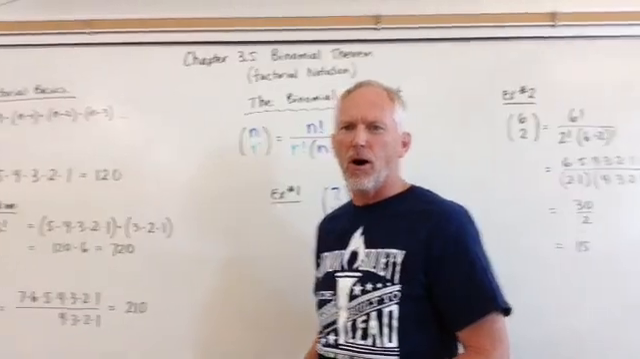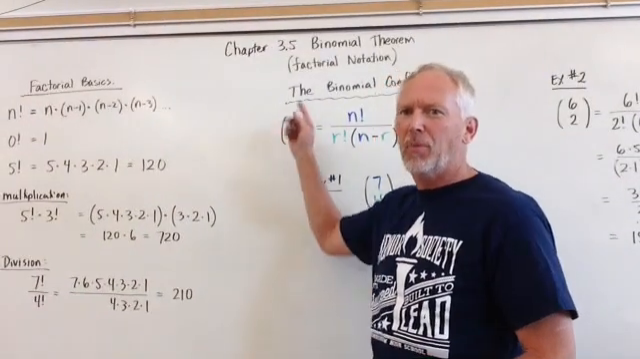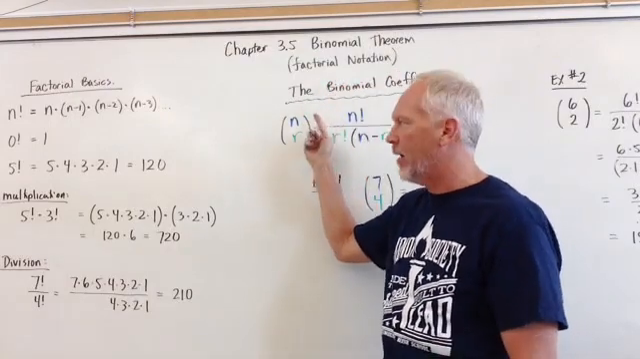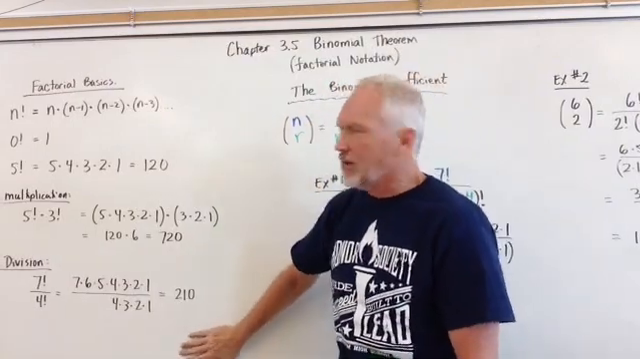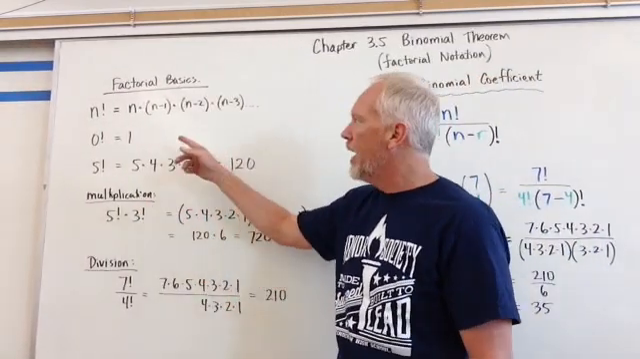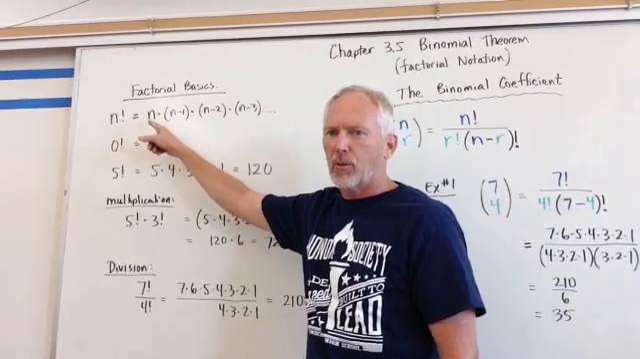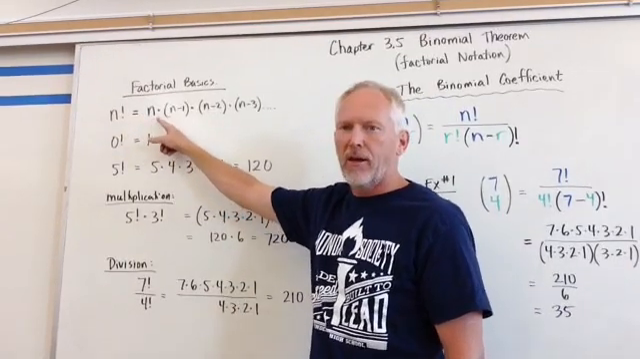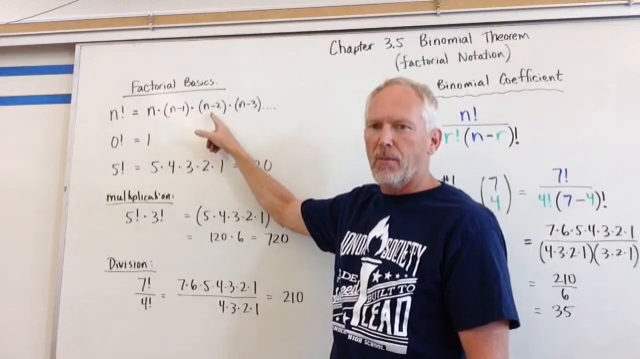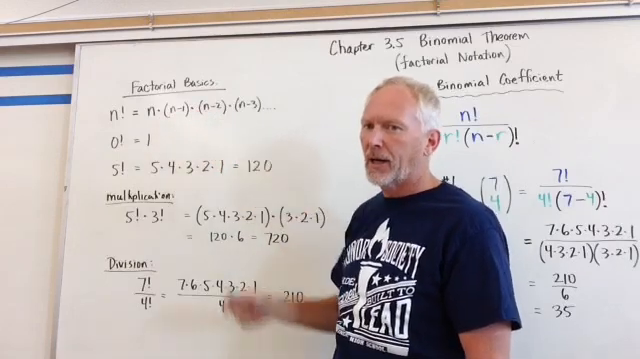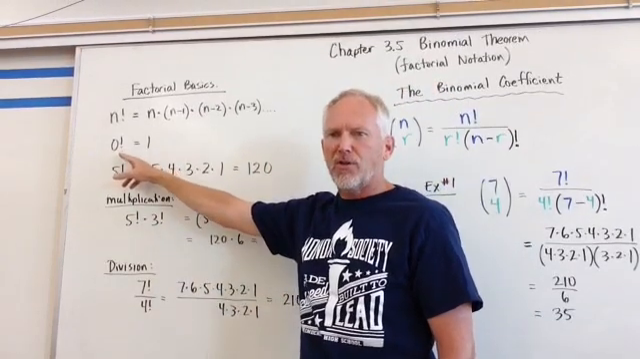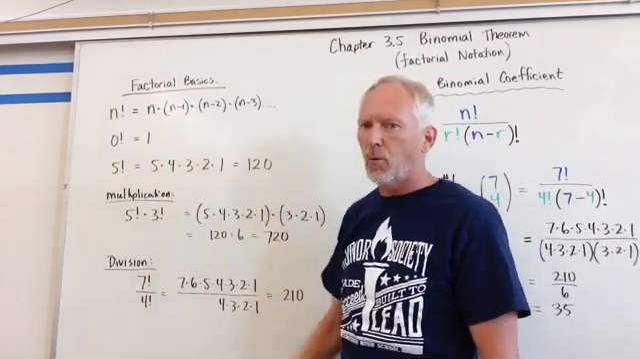I'm going to do a quick video on Chapter 3.2 Binomial Theorem, but we're going to get into the factorial notation right now. So let's see, just some factorial basics for us so we understand what we're dealing with. N factorial is equal to n times its reduction, n minus 1 times n minus 2 times n minus 3, and so on, and repeats.